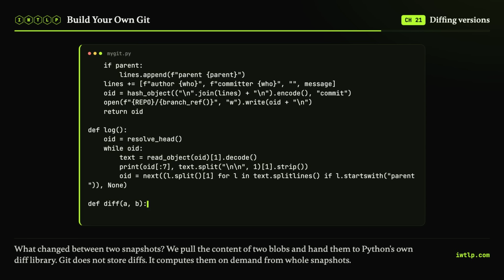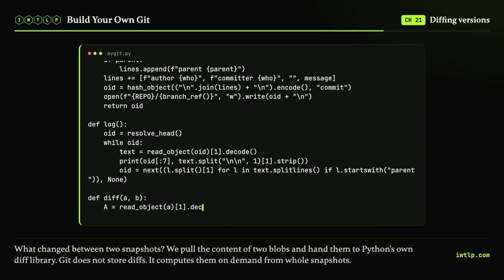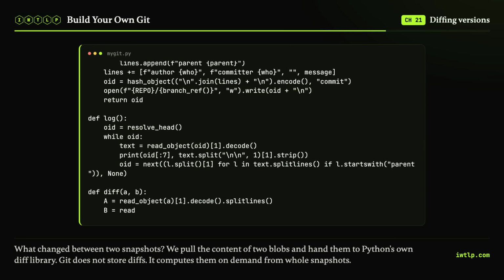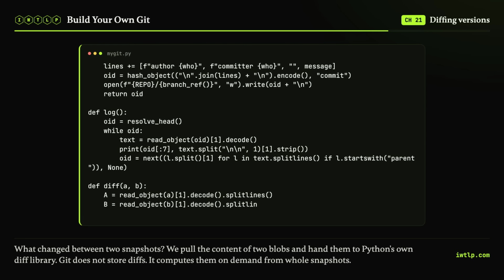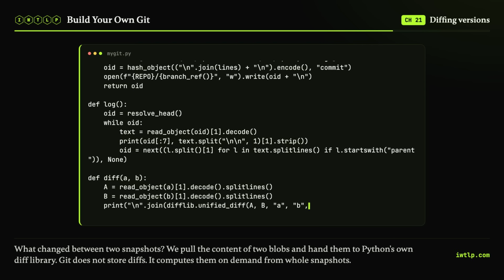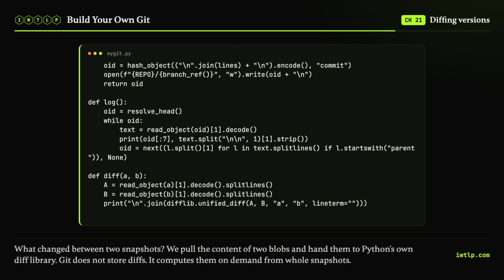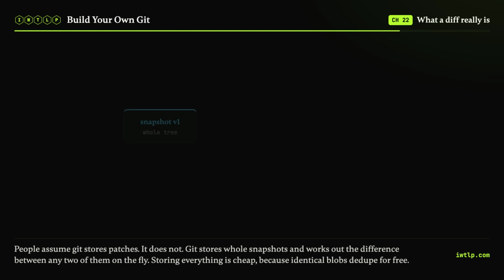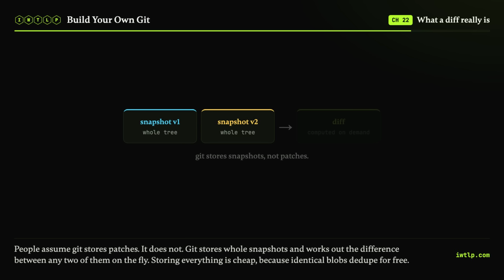What changed between two snapshots? We pull the content of two blobs and hand them to Python's own diff library. Git does not store diffs. It computes them on demand from whole snapshots. People assume Git stores patches. It does not. Git stores whole snapshots and works out the difference between any two of them on the fly. Storing everything is cheap because identical blobs dedupe for free.